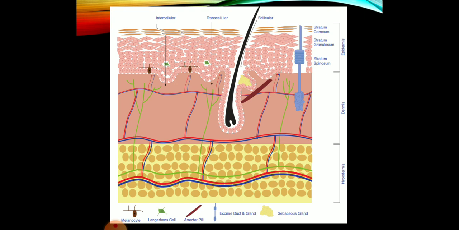Now the first layer, the topmost layer, consists of the epidermis, which is basically a multi-layered keratinizing stratified squamous epithelium, and the outermost part of this epidermis is a lipid rich structure, that is stratum corneum, which is basically a dead layer which prevents water loss from the body, and it also protects against different noxious agents in the environment.